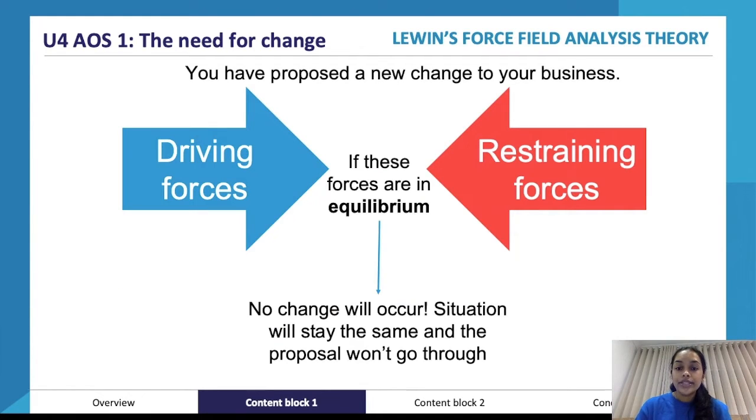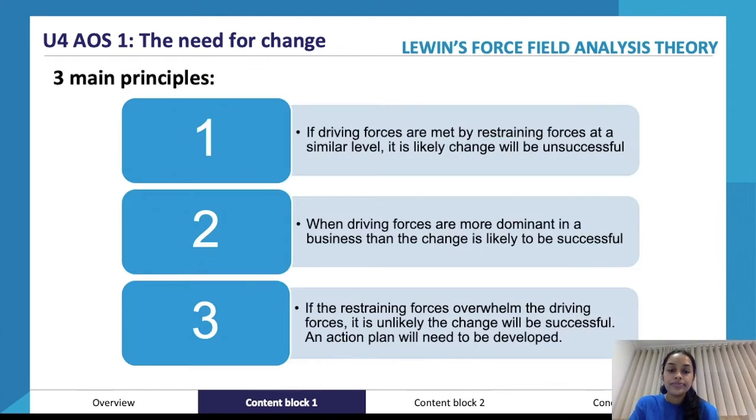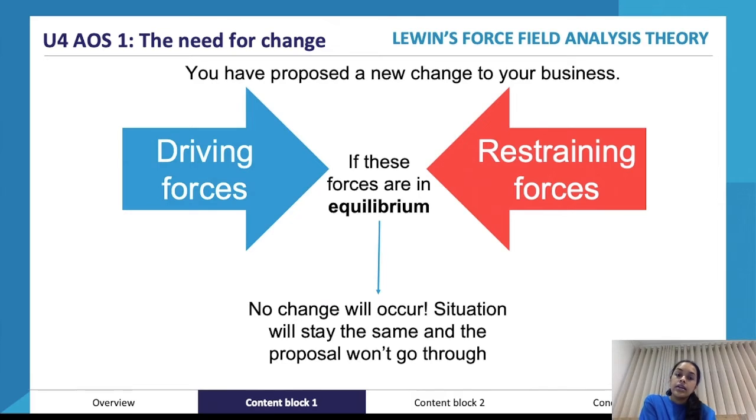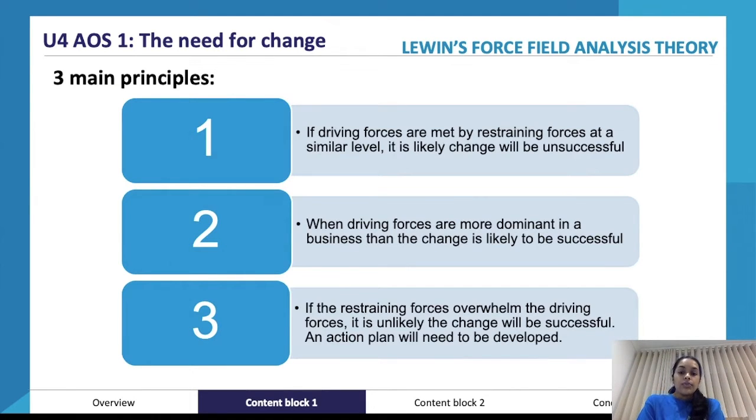If you're in a situation where both of these forces are in equilibrium, meaning we have the same strength of driving forces and the same strength of restraining forces, then no change will occur. The situation will stay the same and the proposal will not go through. You can just think of it like it's only where your driving forces overpower your restraining forces that change will occur. With this theory, there are three main principles.